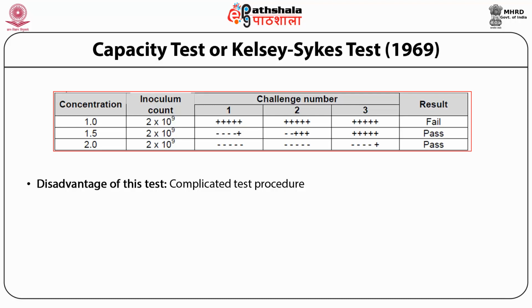When the concentration is increased to 2.0, you can see that in challenge number 1, you will not see any growth of the bacterial cells. In challenge number 2 also, you will not find any bacterial growth. In challenge number 3, only one growth you will find. That means the disinfectant passes.